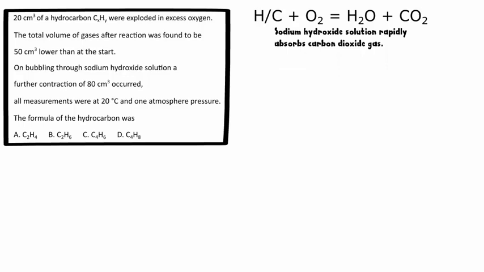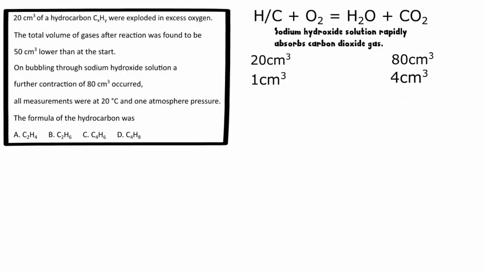Now here's one of those concepts that you must be aware of. Sodium hydroxide solution will rapidly dissolve the CO2 gas. So that 20 cubic centimeters of hydrocarbon is resulting in the formation of 80 cubic centimeters of CO2 because of that contraction in volume. Here's the next principle. First of all, we can reduce those ratios down to 1 cubic centimeter, producing 4 cubic centimeters.